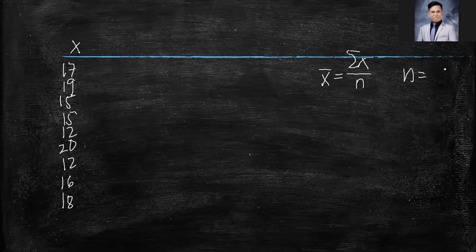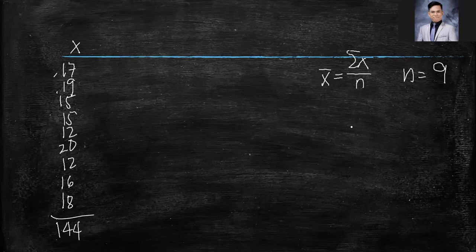Bakit 9? Kasi nga, ito yung number ng data na kinuha natin. 1, 2, 3, 4, 5, 6, 7, 8, 9. So yun lagi yung babasehan natin. Hindi tayo pwede mag-divide sa 19 kasi 9 lang naman yung kinuha natin. Sige. So kukuha muna tayo ng sample mean para makuha si sample standard deviation and sample variance. Find the sum. Pag-add natin lahat, 17 plus 19 plus 15 plus 15 plus 12 plus 20 plus 12 plus 16 plus 18, ang sum niya ay 144.